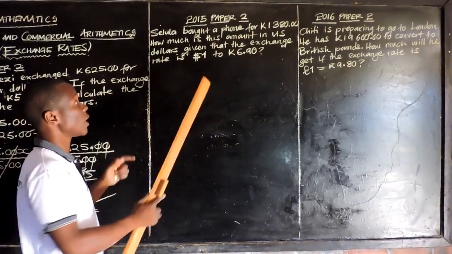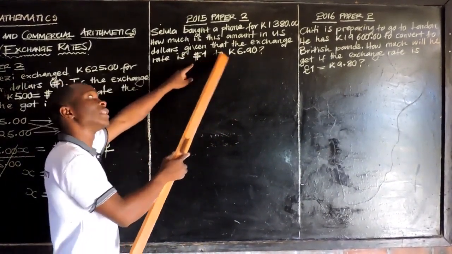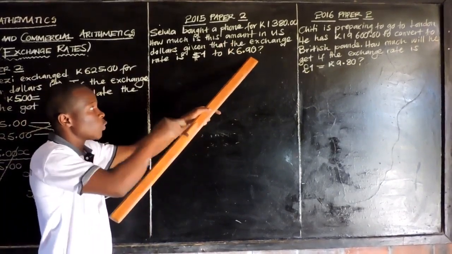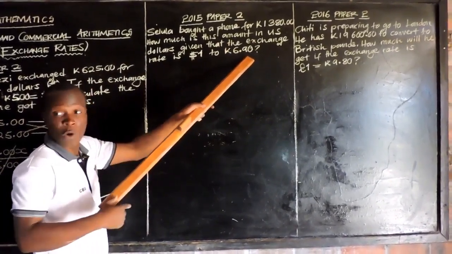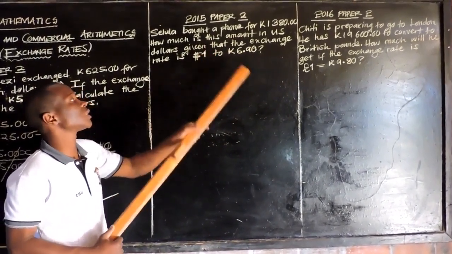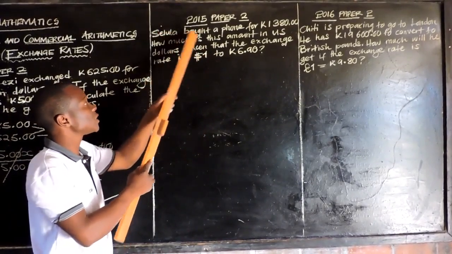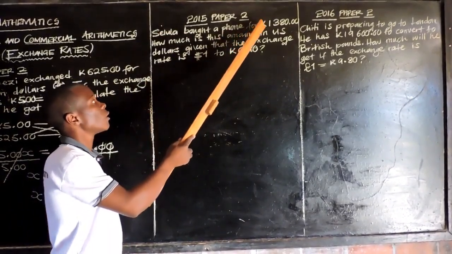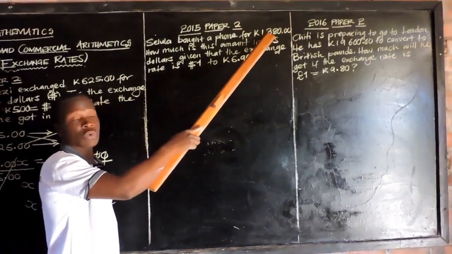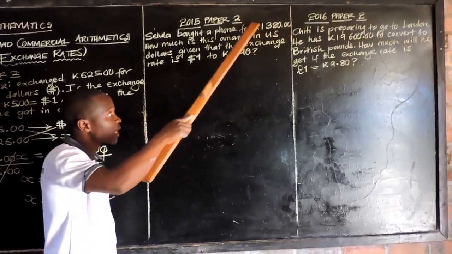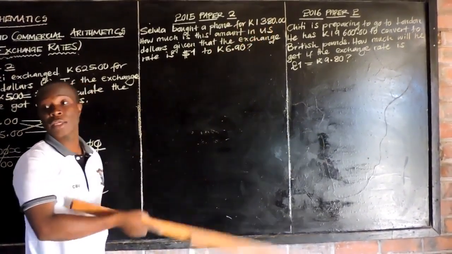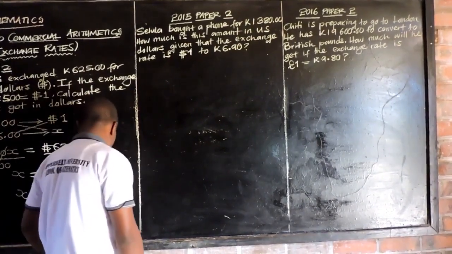If you have $1, you're going to be given 6 kwacha 19 ngwe. If you have 6 kwacha 19 ngwe and you want to convert it into US dollars, you're going to be given 1. Now we are told Cellular bought a phone for 1,308. This amount is in kwacha. They want us to convert this 1,308 into US dollars. So we have been given the exchange rate.